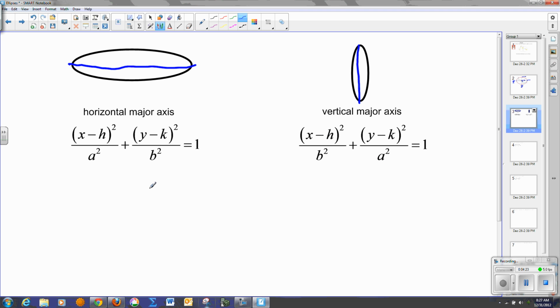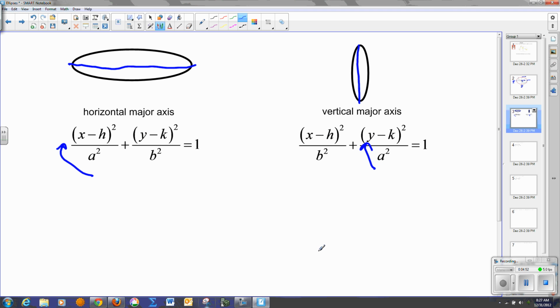The way I remember this is, first of all, the vertices are always further spread apart than the covertices. So whichever side is longer, that's going to carry the distance of a with it. If it's horizontally longer, as in this case, my a value is under the x. If it's vertically longer, as in this case, my a value is under the y.